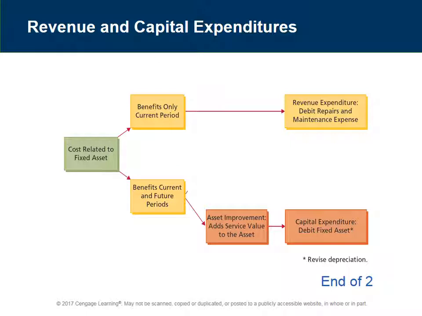So here's the way we make the decisions. You spend money related to a fixed asset. If it only benefits the current period, debit repairs and maintenance expense. If it's assumed that it will benefit future periods, then you consider it to be an asset improvement and you will debit the fixed asset itself and revise depreciation. So this ends part 2 of 3, and my strongest suggestion is at this stage you ensure that you understand these 2 methods of recording depreciation expense, and also that you understand the difference between a revenue expenditure and a capital expenditure.